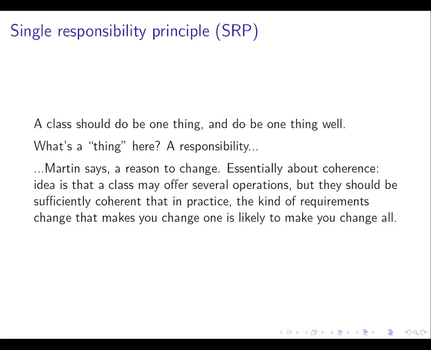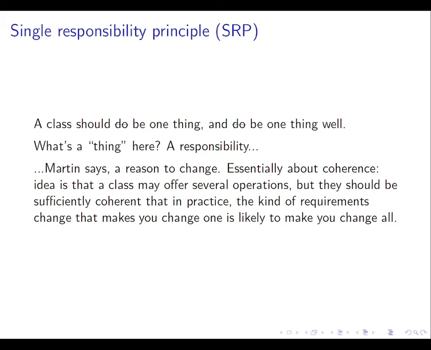So let's have a look at the single responsibility principle first of all, the SRP. This very much goes along with what I was just saying about wanting our modules to be highly cohesive, because what we're saying here is that a class should be one thing and be one thing well. We sometimes think about doing one thing and doing one thing well, but since classes are representing entities, I think the "be one thing" is perhaps a better way to put it.